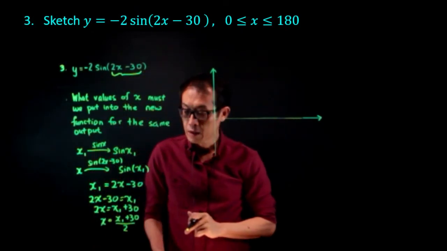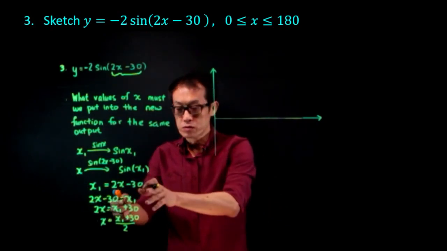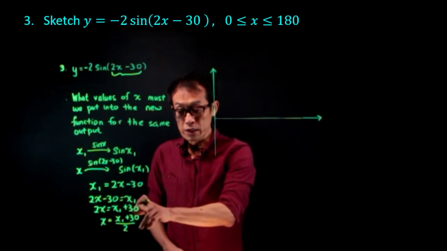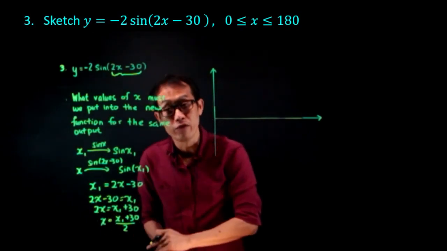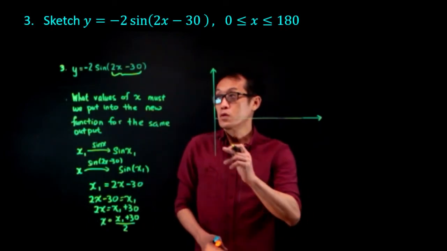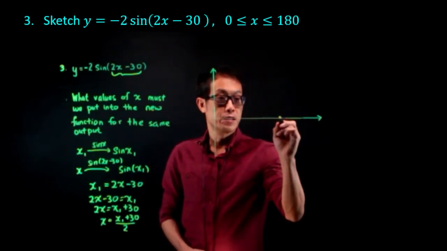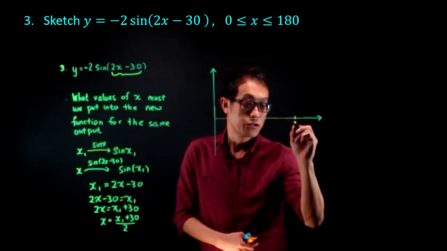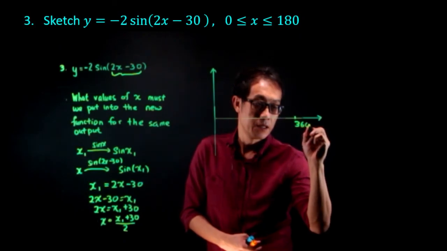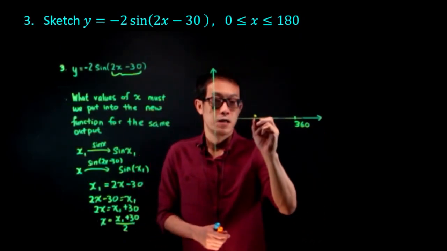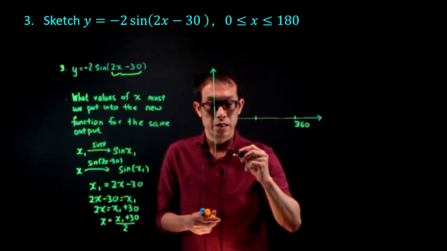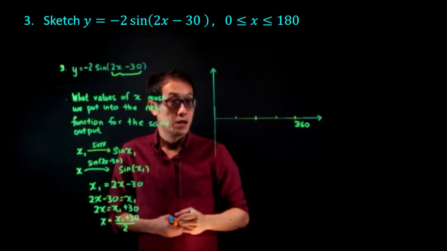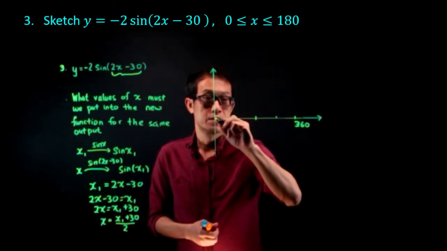Okay. Now look at this. What if I want to transform? What do I do first? I do 30 first. I do 30 before I divide it by 2. So I'm going to follow this process. So your y equals to sine x graph. Let me just draw the y equals to sine x graph first. So this is 360. So you have 180 here. So your sine x graph looks like this.